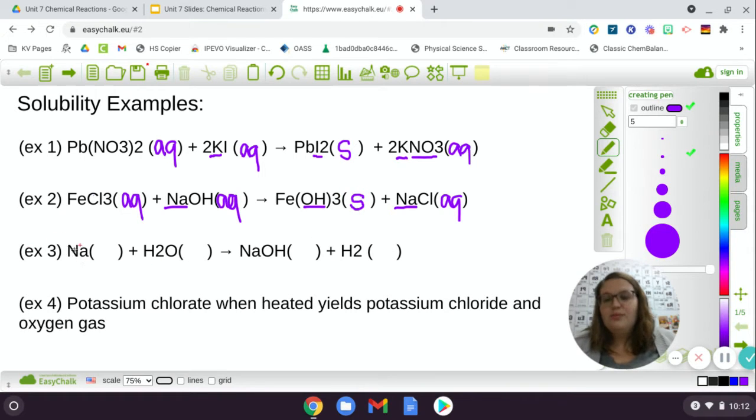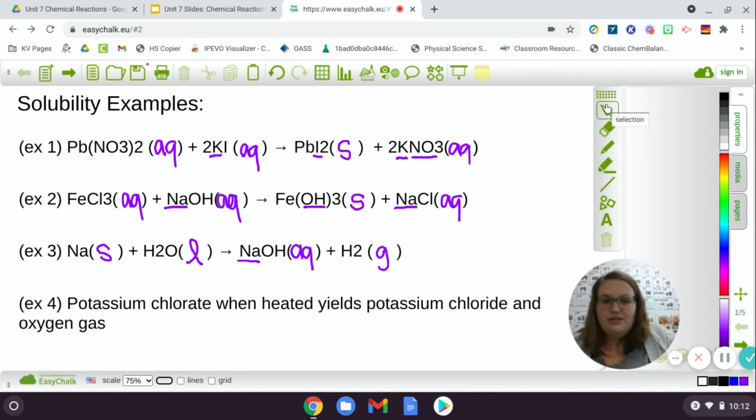All right, on the third one, I have a lone element. So this lone sodium is going to be a solid. Water is generally a liquid unless the word problem says otherwise. Sodium hydroxide, that's a group 1 metal, that's aqueous. And H2, this is hydrogen, we're going to say it's a gas because it's a diatomic. All right, let's scroll down to the next ones now.